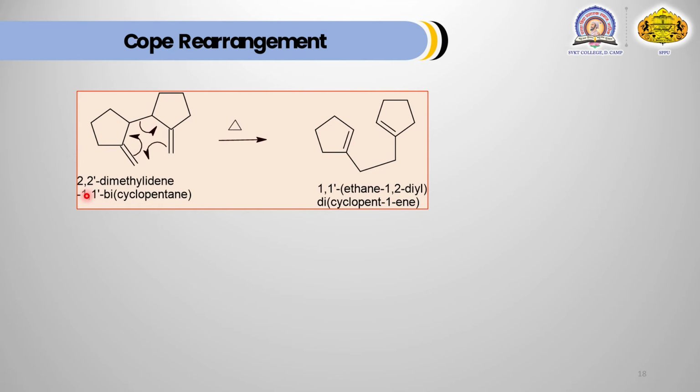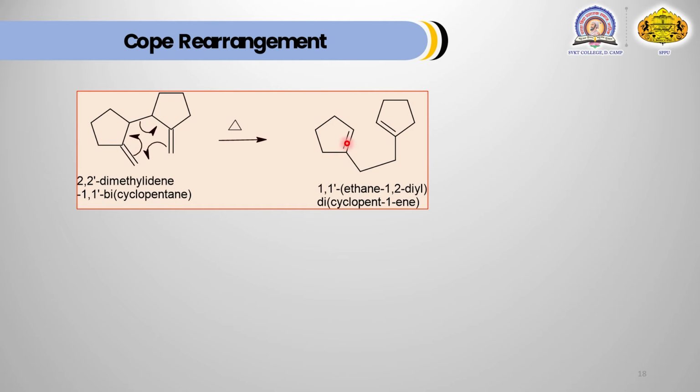Now this is another example of Cope rearrangement reaction. The starting compound is 2,2-dimethylidene-1,1-bicyclopentane. Two cyclopentane rings are there, and there are two exocyclic double bonds present here. Movement of pi electron as well as sigma electron takes place when we heat this molecule. There is formation of a sigma bond here, and this bond is going to break. There is generation of a double bond at this place as well as at this place.